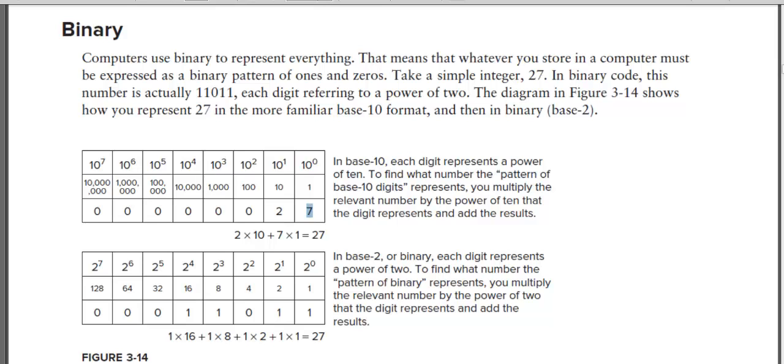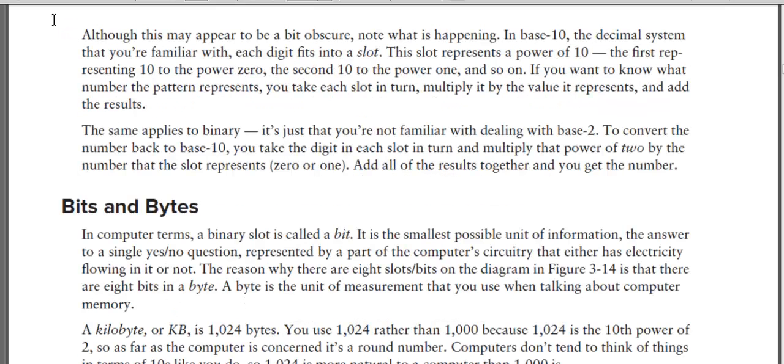And so that corresponds to basically whether electricity is flowing through a circuit or not. So it's just yes or no, 0 or 1. So that's why we use base 2. He says, although this may appear to be a bit obscure, note what is happening.